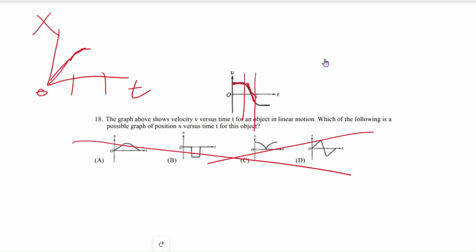And that negative portion means we're traveling in the opposite direction, because remember, velocity is a vector.